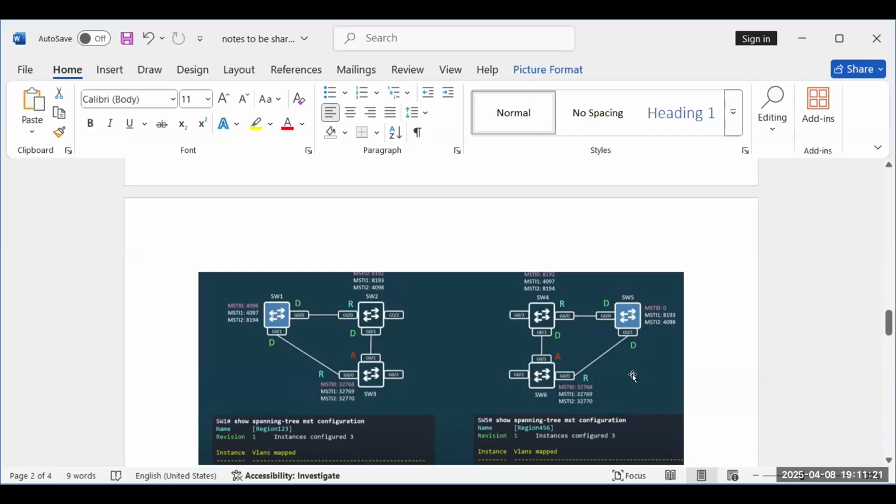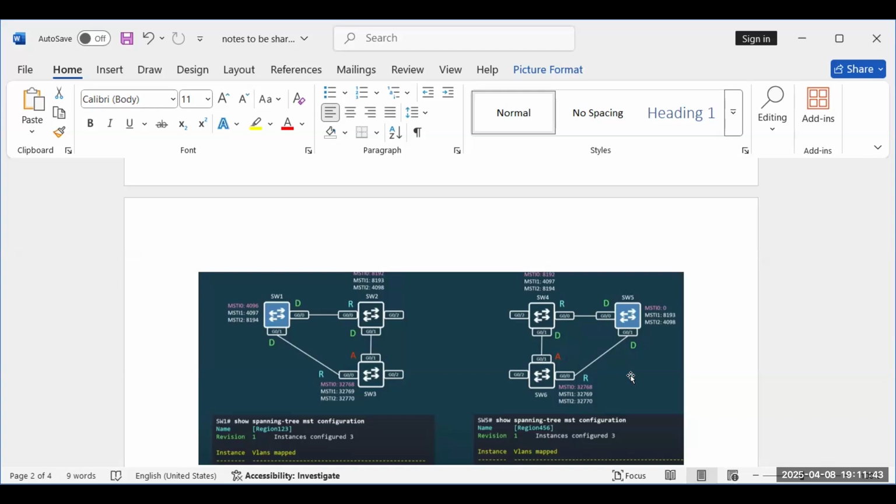You might have heard of HSRP. It is for two routers, when two routers are connected to the same switch. Even we can apply HSRP on layer 3 switches also. Whatever configuration we apply on the router side, we apply the same on the switch side.